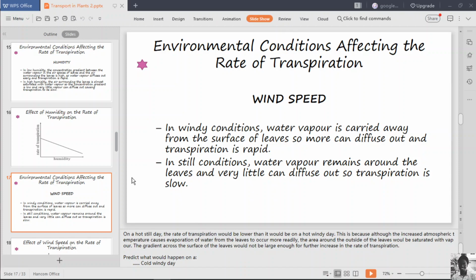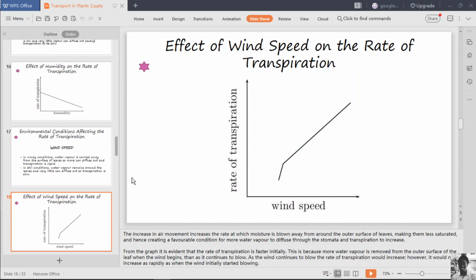Good. Now here we have this graph showing us the effect of wind speed on the rate of transpiration, wind speed on the x-axis, rate of transpiration on the y-axis, right? Now, before I go into the explanation of the shape of this graph, I must reiterate that the increase in air movement increases the rate at which moisture is blown away from around the outer surface of leaves, making them less saturated and hence creating a favorable condition for more water vapor to diffuse through the stomata and transpiration to consequently increase.